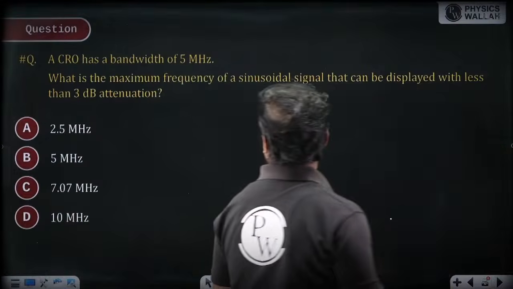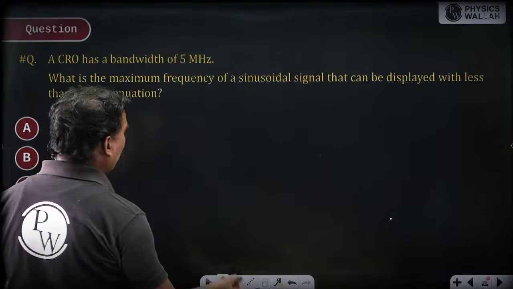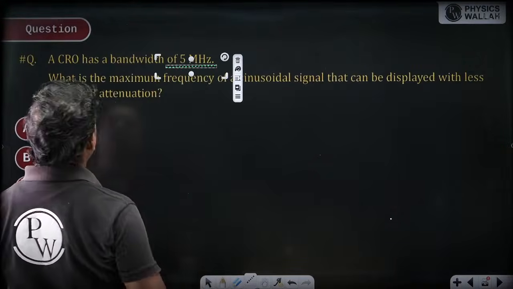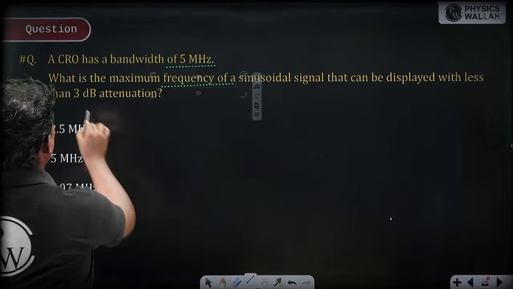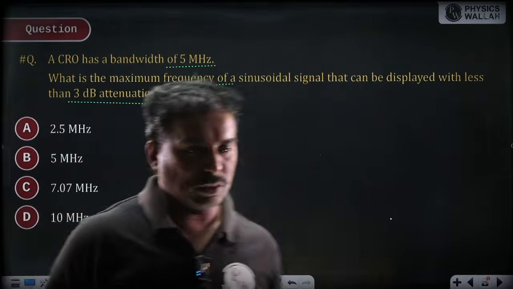What is the answer for this question? A CRO has a bandwidth of 5 megahertz. What is the maximum frequency of a sinusoidal signal that can be displayed with less than 3 dB attenuation? Try to answer this question. Make it fast.